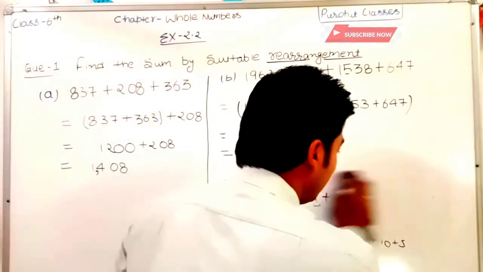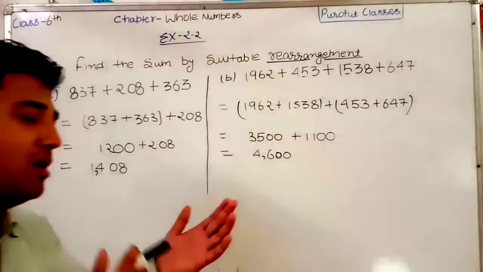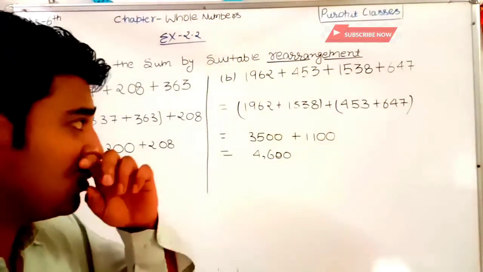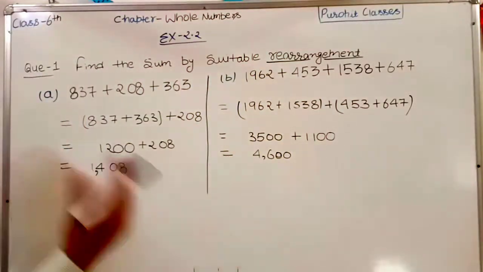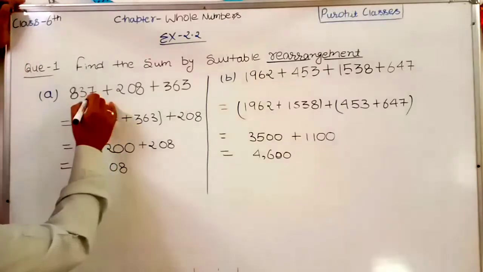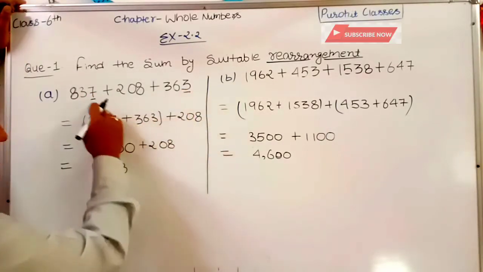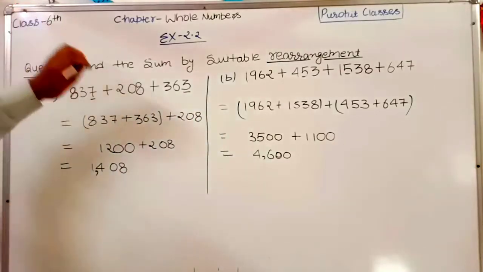Understood? So the same thing we have to use in this rearrangement: if there is a possibility that after adding two terms we will get 0 in the unit place, or in the tens place, or in the greatest place, we will use that. Like what we have observed, the unit place of this is 7 and the unit place of this is 3, and if we add 7 and 3, it will become 10.